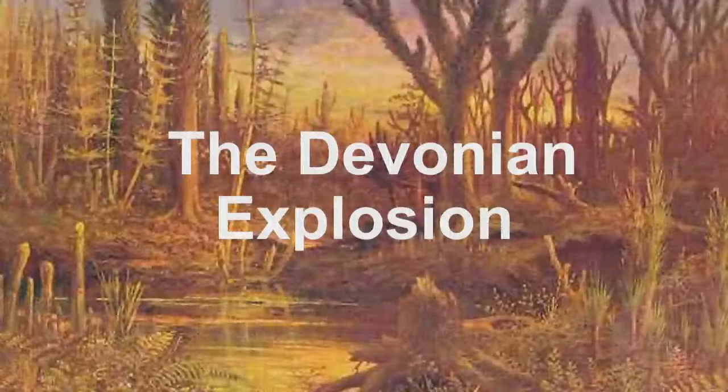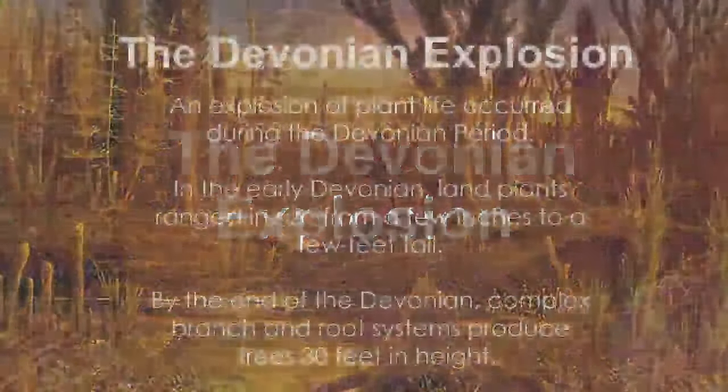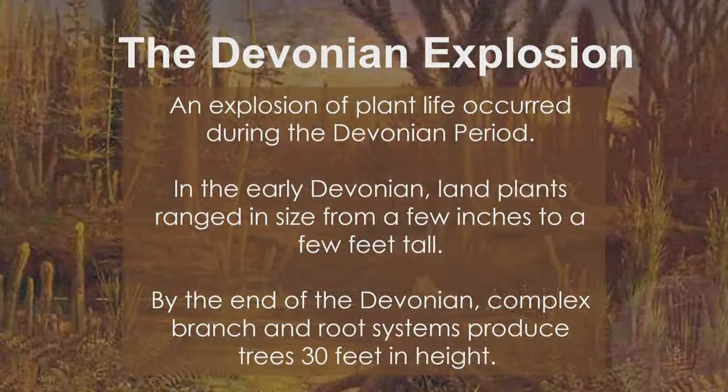of the planet. So then during this time, we get the Devonian explosion. And this refers to an explosion of plant life that occurred during this period. In the early Devonian, land plants ranged in size from a few inches to a few feet tall, still pretty short and small, but by the end, complex branch and root systems produced trees 30 feet in height.